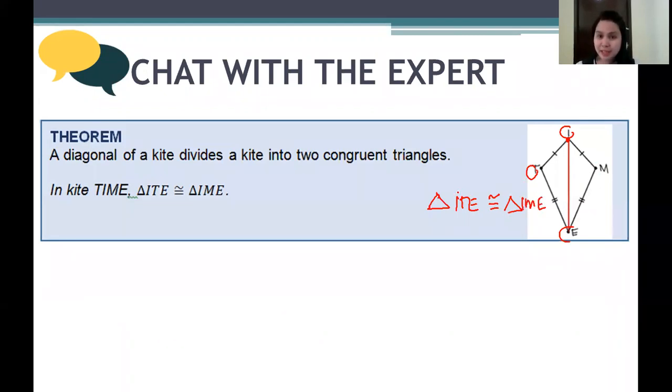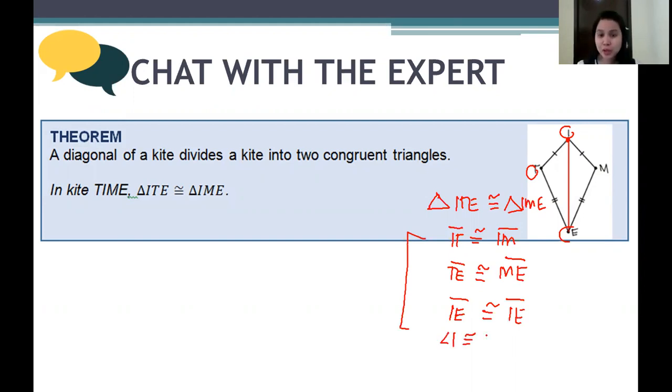So with this, side IT is congruent to side IM, while side TE is congruent to side ME. And the last one, side IE is congruent to side IE. Now, what justifies this? You also say angle I is congruent to angle I, angle T is congruent to angle M, angle E is congruent to angle E. Here, the first and the first, the second and the second, the third and the third. We call these corresponding parts.